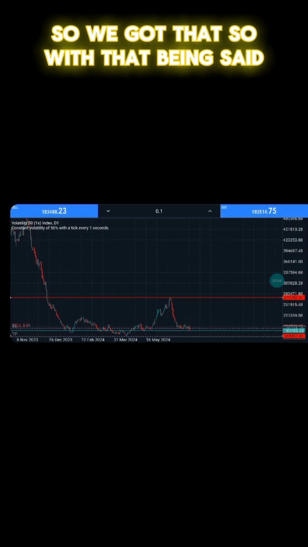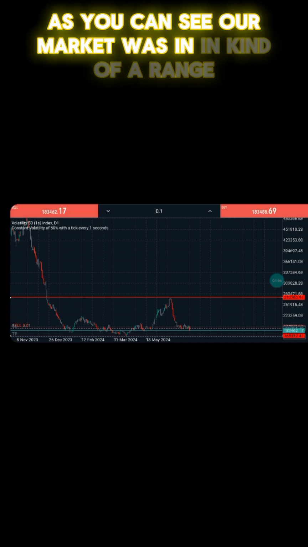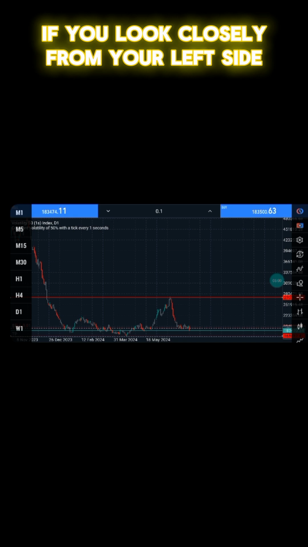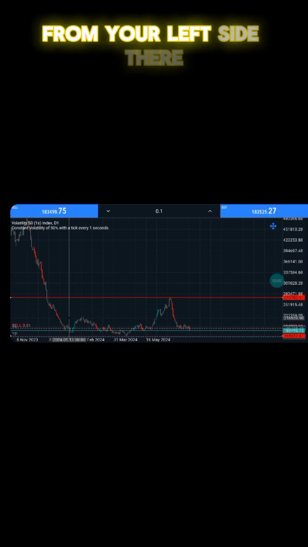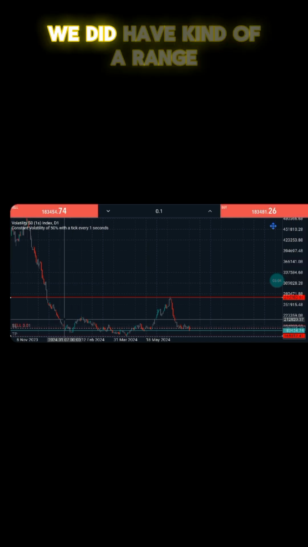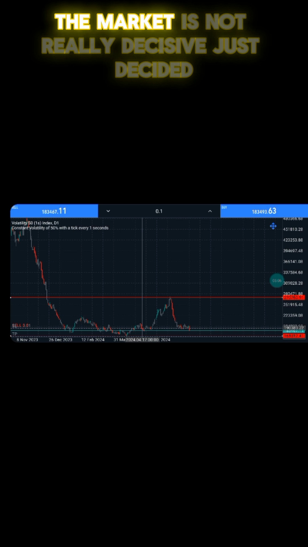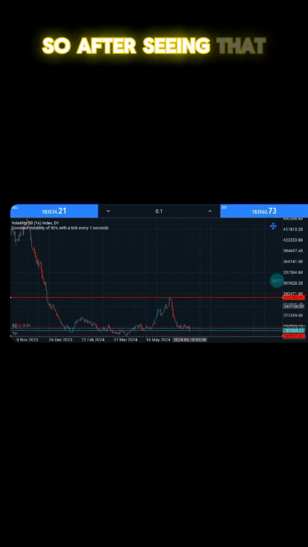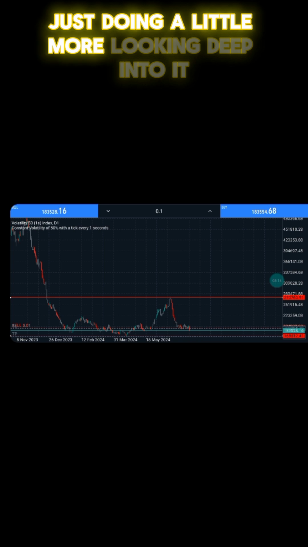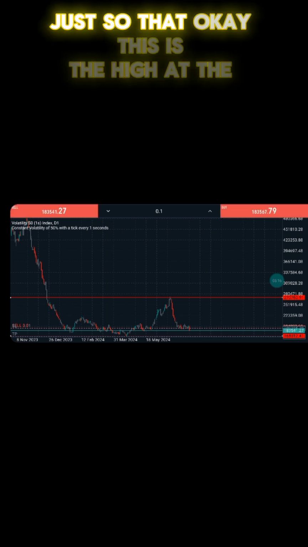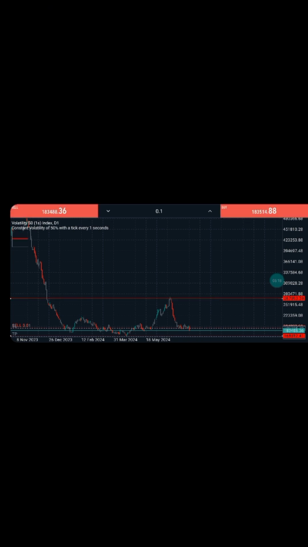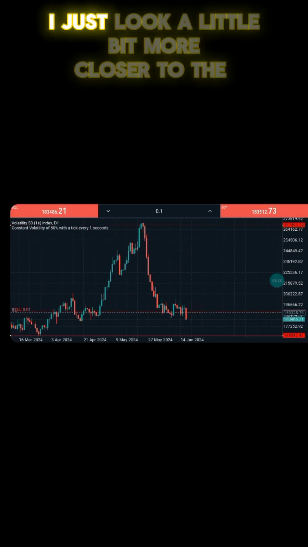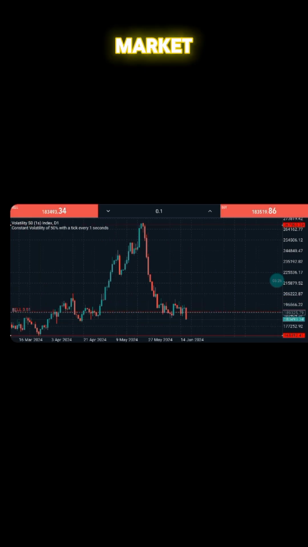So with that being said, as you can see, our market was in kind of a range. If you look closely from your left side, there we did have kind of a range. The market is not really decided. So after seeing that, looking deeper into it, okay, this is the high at the moment, that's the low at the moment.